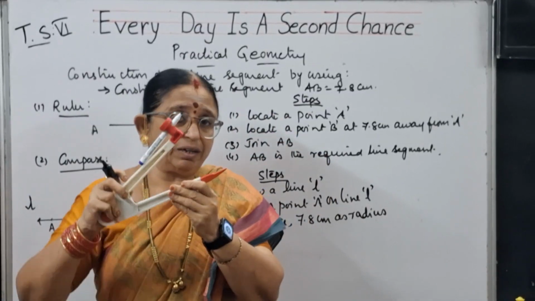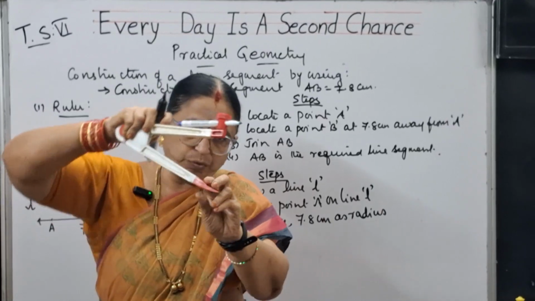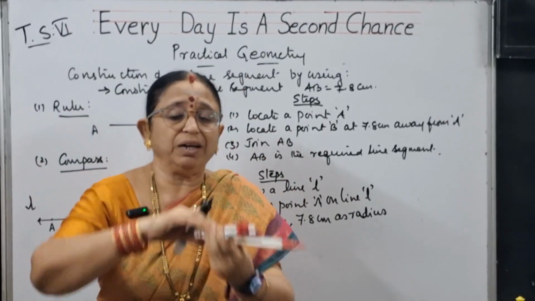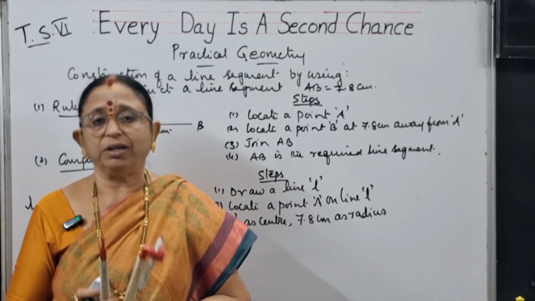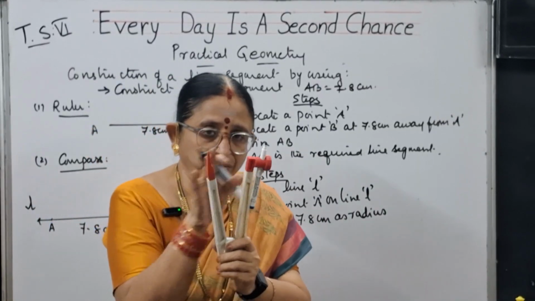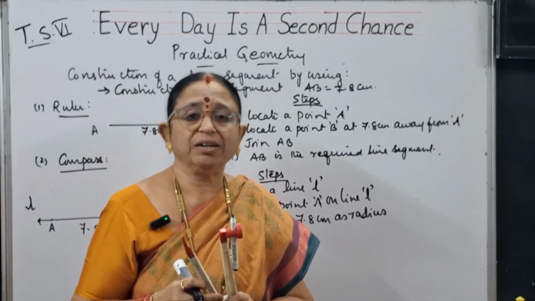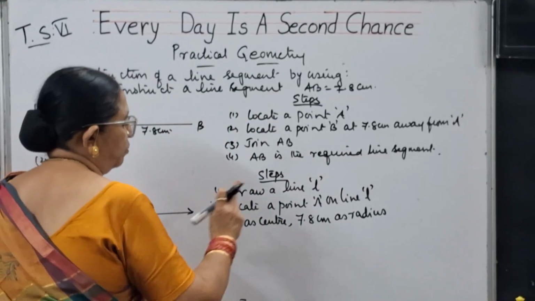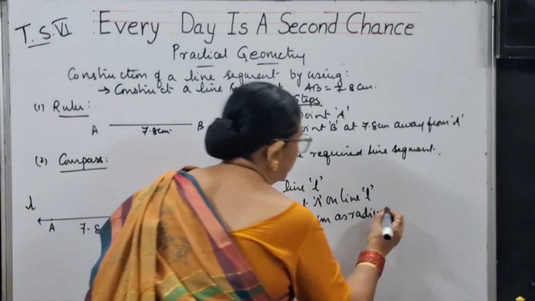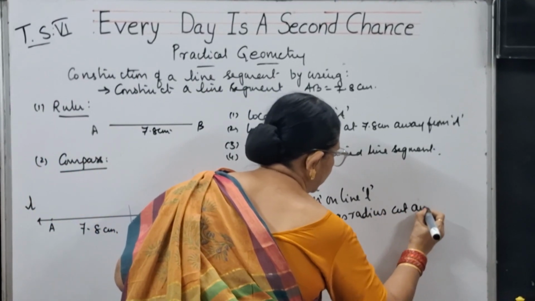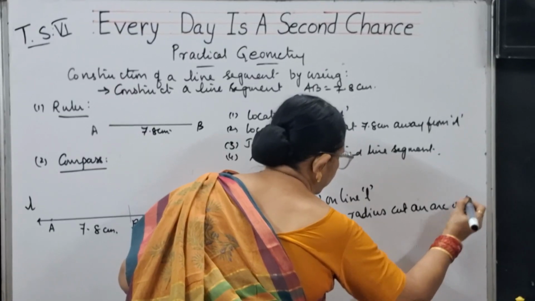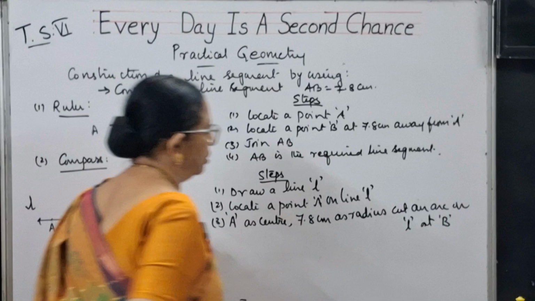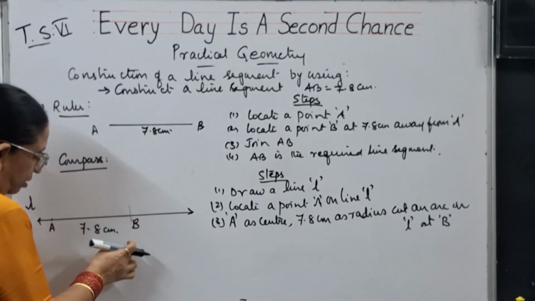Why do you call it as a radius? If you keep this pointer at one point and draw a circle, you are going to get a circle completely with the radius 7.8. So whatever is the measure that you are extending it, we call it as radius. So what I said, A as center, 7.8 centimeters as radius, cut an arc on L at B. See, you have cut an arc on L.